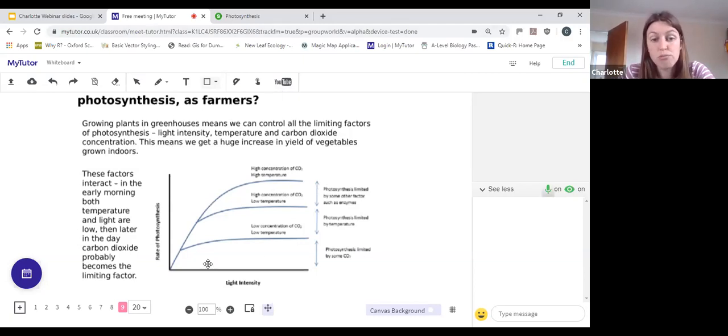So that's that graph. It's really good to be able to explain that. So it's well worth writing that one down and maybe writing out a few times how you would explain that graph.